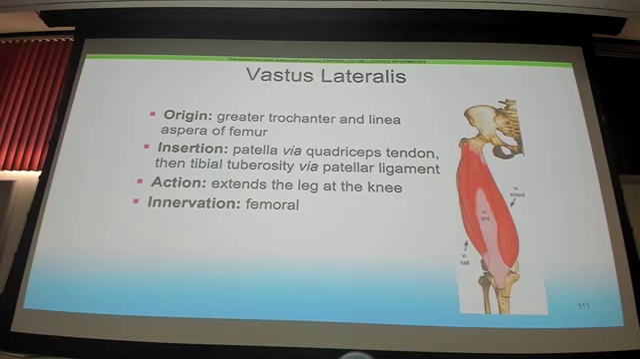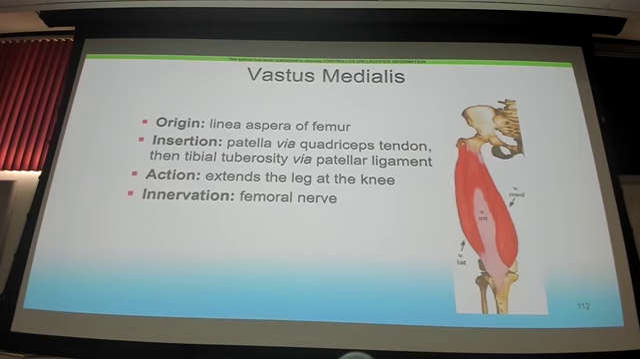The main point here is all of your quadriceps group will combine to become the patellar tendon and insert at the tibial tuberosity. Okay, vastus medialis over here. It's going to do the same thing. Originate off of the femur, insert into the patellar tendon, ultimately to tibial tuberosity.